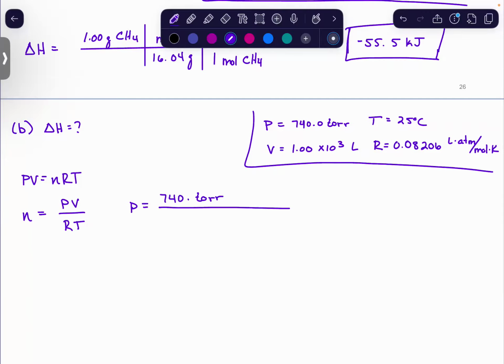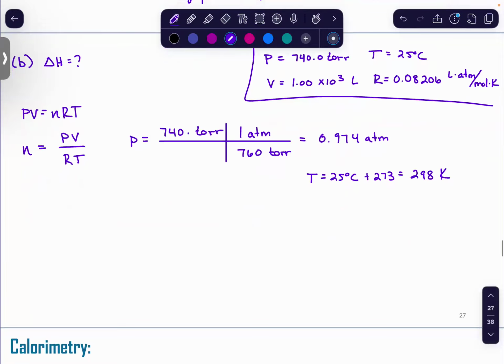740 torr. We remember that 1 atmosphere is 760 torr. This is going to give us a pressure of 0.974 atmospheres. Temperature, 25 Celsius plus 273, that is going to be 298 Kelvin. And now we can calculate moles.